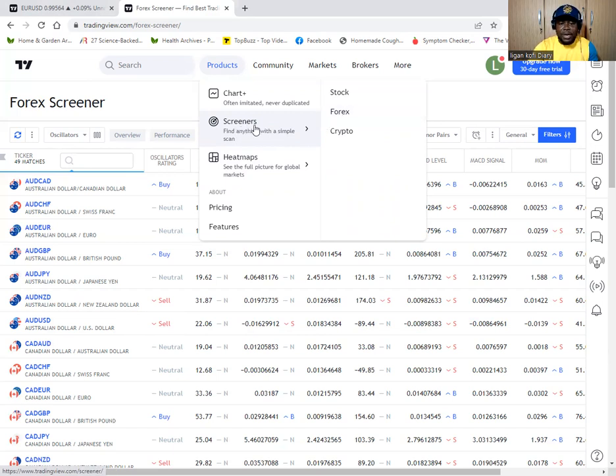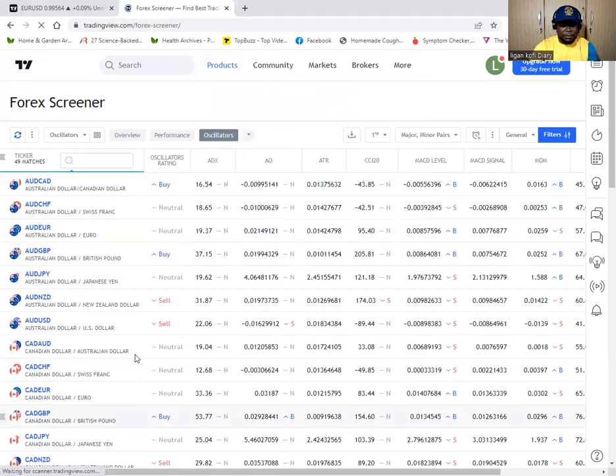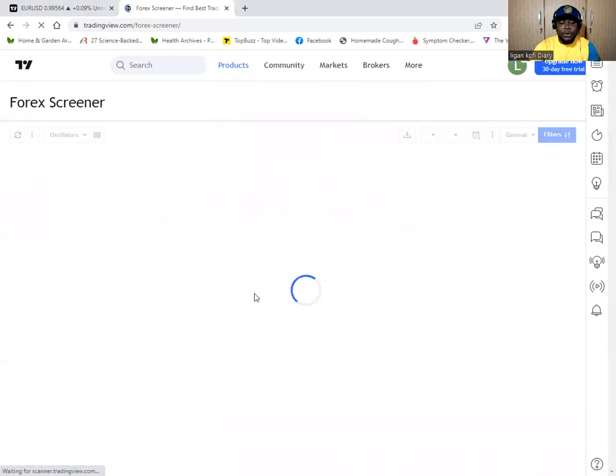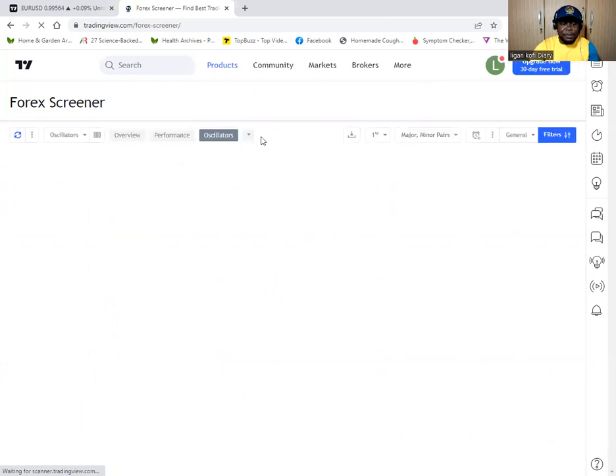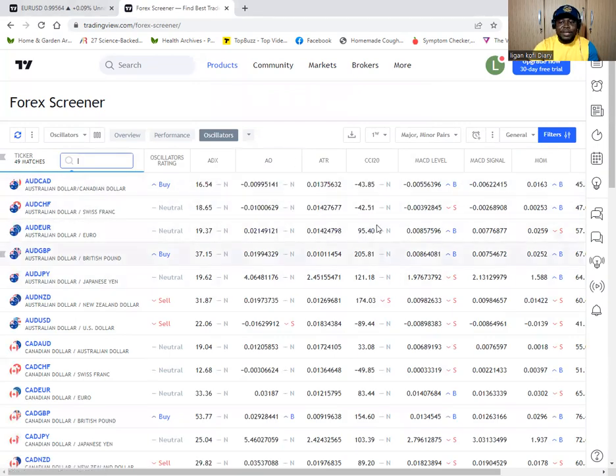So when you come to the screeners, you go to Forex. And when you click on Forex, you will see this. Okay, you see this interesting window that I have just shown. Okay, it's loading again. My network is a bit slow today, but let's see how it will load faster. Please, come on, load faster, please. Good. Yes. So you will see this. All right. So this is the screener aspect of Forex.